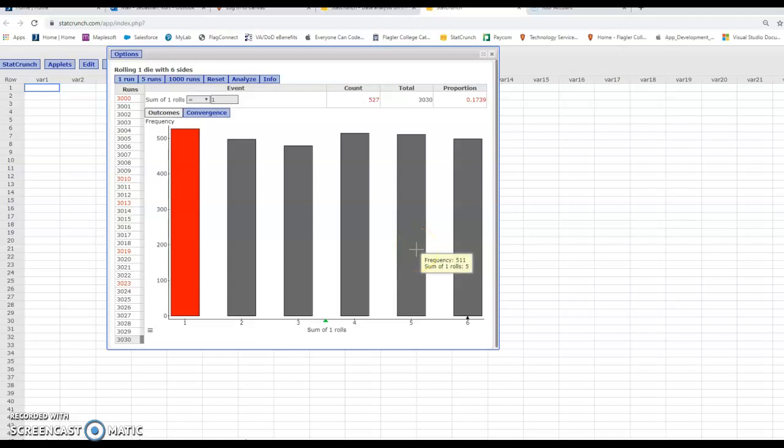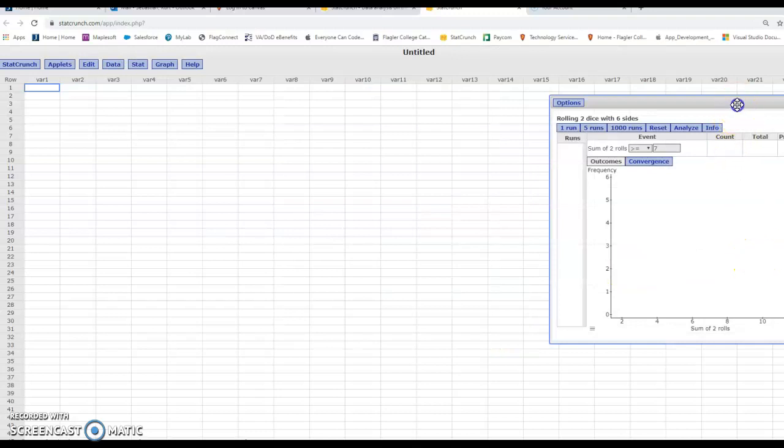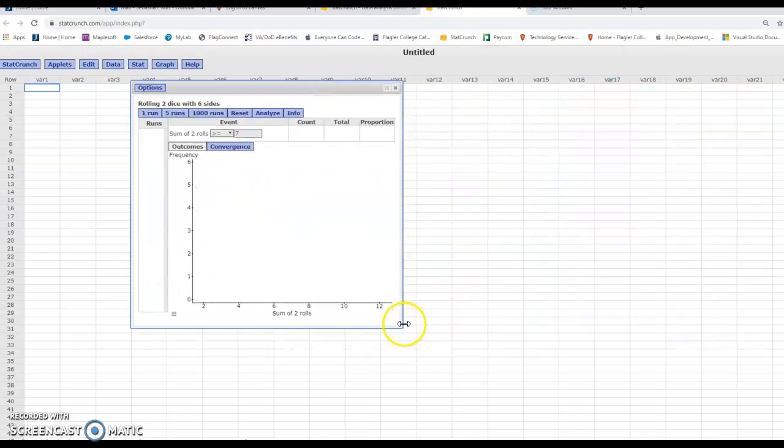Okay, so on this next exercise, we're going to roll 2 dice instead of 1. I'm going to go to my options here and edit this. I'm going to set the number of sides on the dice to 6 and roll 2 dice. I'm going to go ahead and hit compute. Okay, let me bring my applet over here where you can see it.